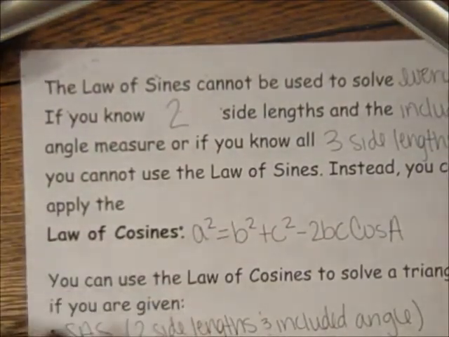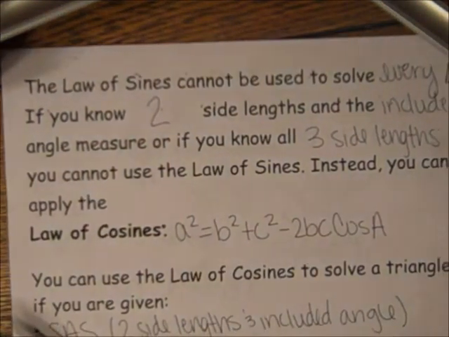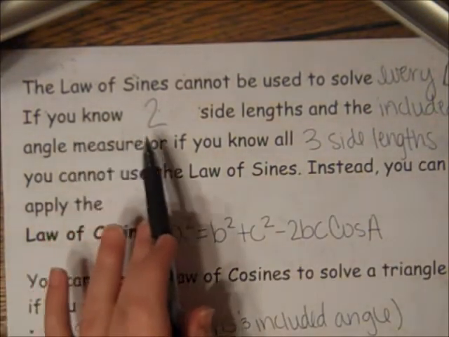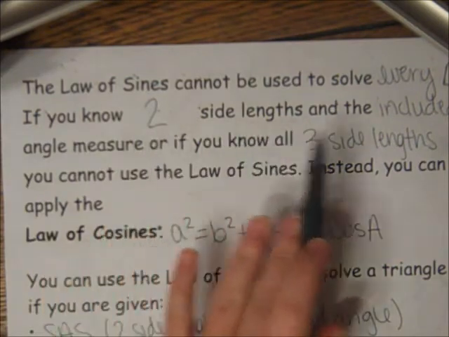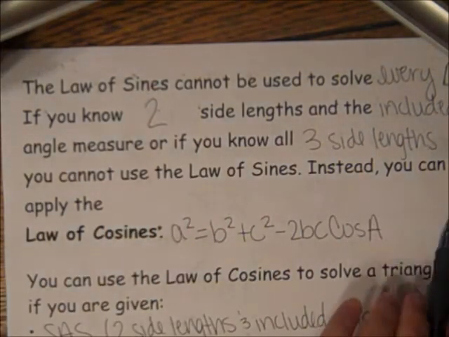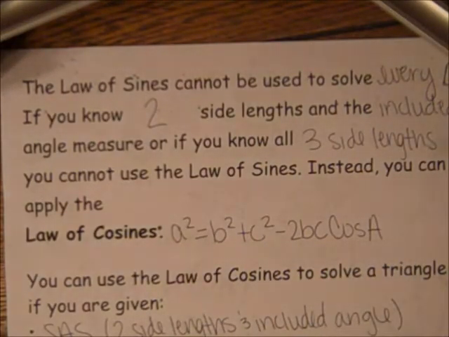Okay, so law of sines doesn't work all the time. I told you there's only 3 things that it works for. It can't be used to solve every triangle. It doesn't work if you know 2 side lengths and the included angle, and it doesn't work if you know all 3 side lengths. It only works for angle-side pairs. So instead of law of sines, now we're going to do the other one, which is law of cosines.